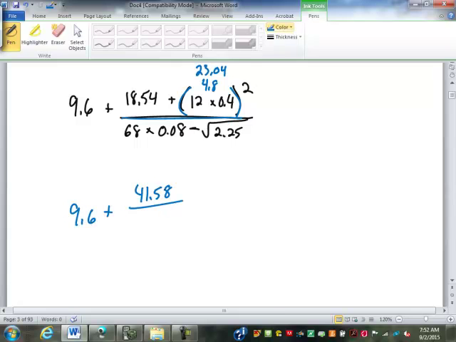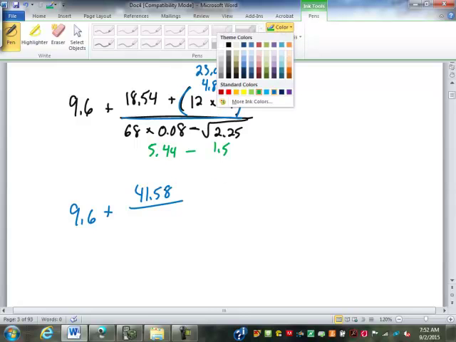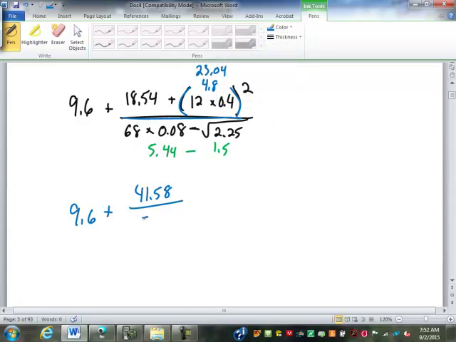On bottom, what do we have to do first? Square root of 2.25 is 1.5. And then? 68 times 0.08 is 5.44. Minus 1.5 is 3.94.